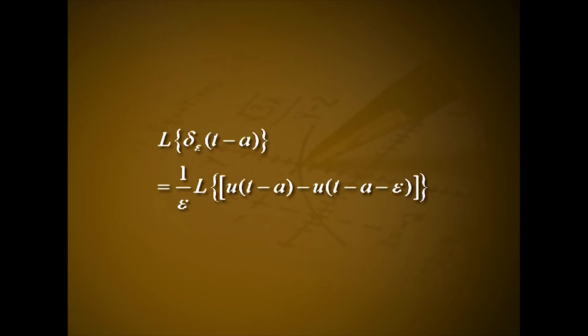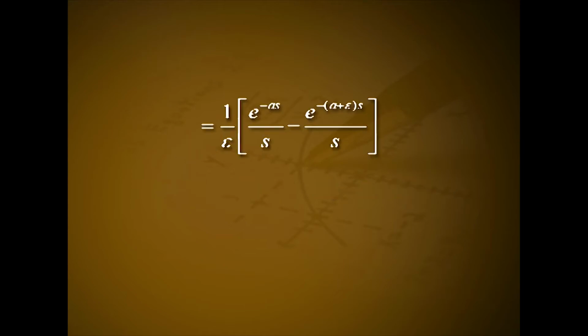We can write delta epsilon of t minus a is equal to 1 by epsilon into u of t minus a minus u of t minus a minus epsilon. Now, L of delta epsilon of t minus a is equal to 1 by epsilon into L of u of t minus a minus u of t minus a minus epsilon, which is equal to 1 by epsilon into e raised to minus as divided by s minus e raised to minus of a plus epsilon s divided by s. That is equal to e raised to minus as divided by epsilon s into 1 minus e raised to minus epsilon s.